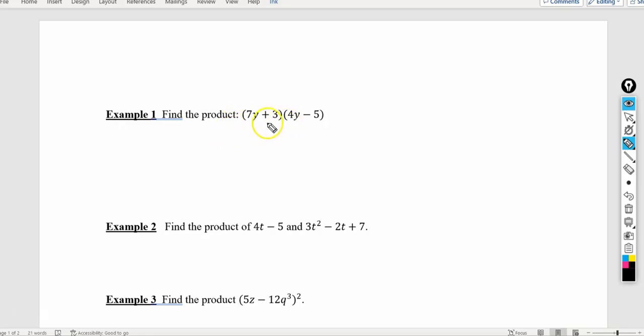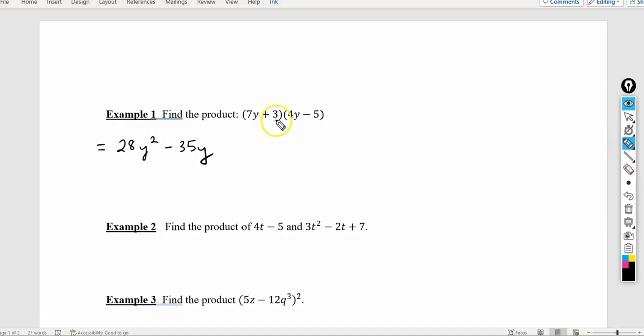So if I'm going to do this product, I'm going to do the FOIL method. I'm going to start with 7y, and I'm going to multiply it by 4y, and then I'm going to multiply it by -5. So let's do that first. 7y times 4y. Well, 7 times 4 is 28, and y times y is y squared. And then I'm going to take 7y and multiply it by -5, which will give me -35y. And so I'm done with that step.